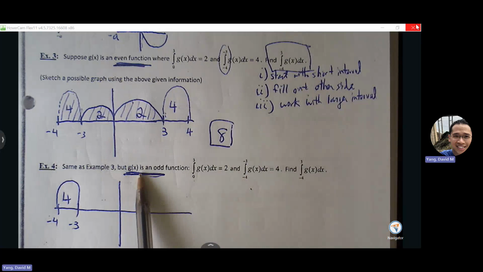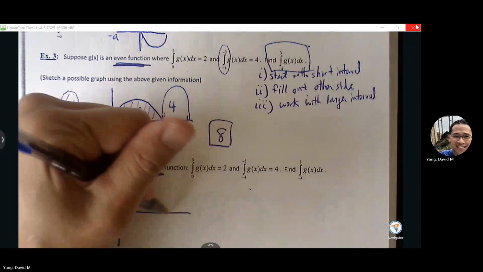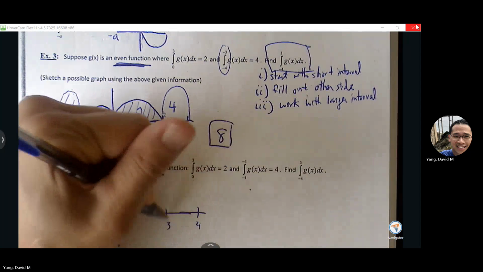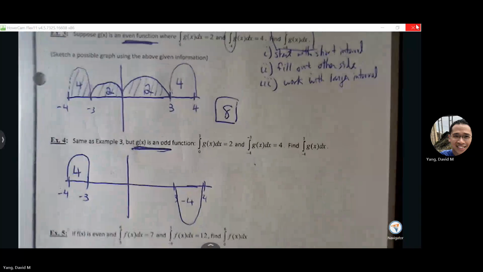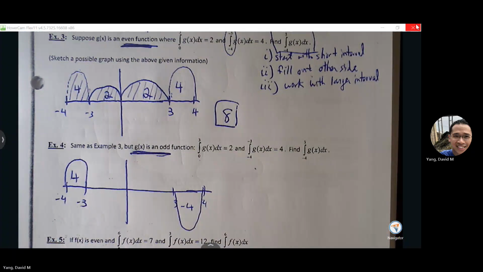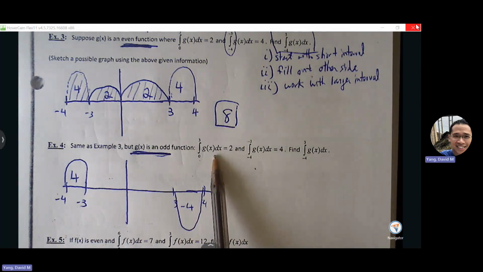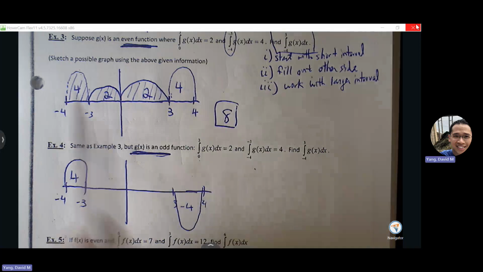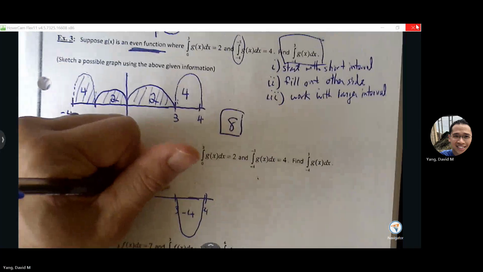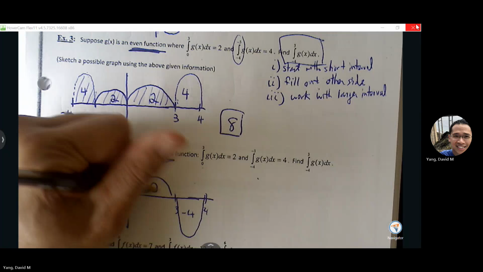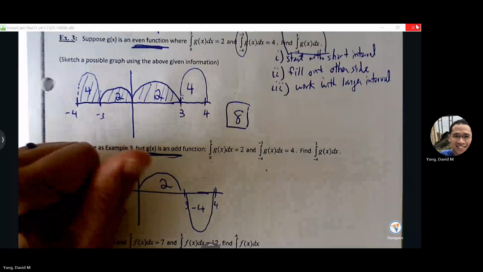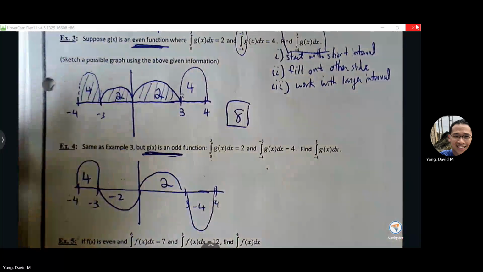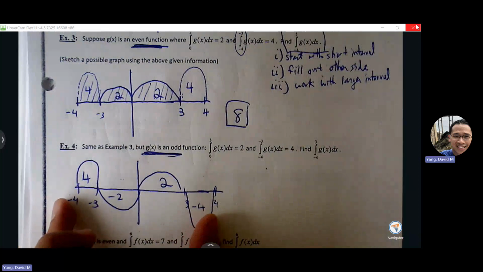Now it's an odd function here. -4. Okay, let's fill out this one here. The integral from 0 to 3 is 2. Which means that the other side must be what? Okay, if we were to add all this up, it would be 0.